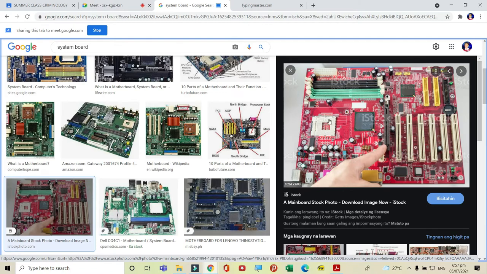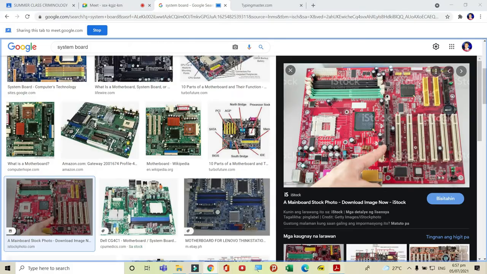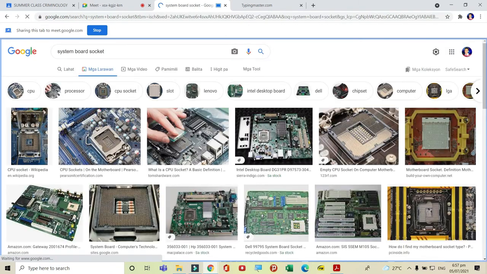Now, we have three major components of a system board. The first one is the system board socket. Let's try to research what sockets mean. Okay. Sockets, there.